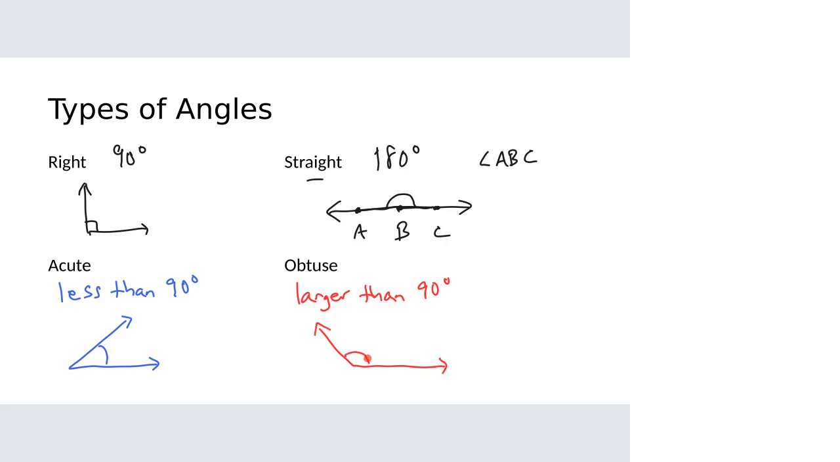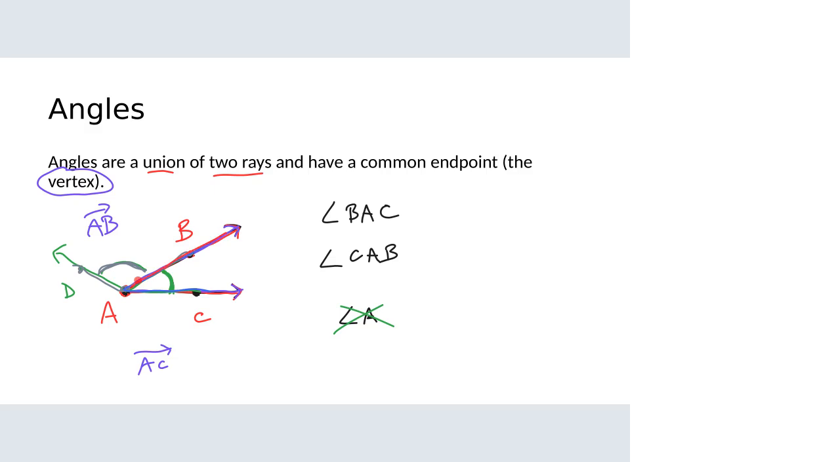So this angle here would be bigger than 90 degrees. That would be an obtuse angle. And we saw one of those back here. Angle BAD would be an obtuse angle.